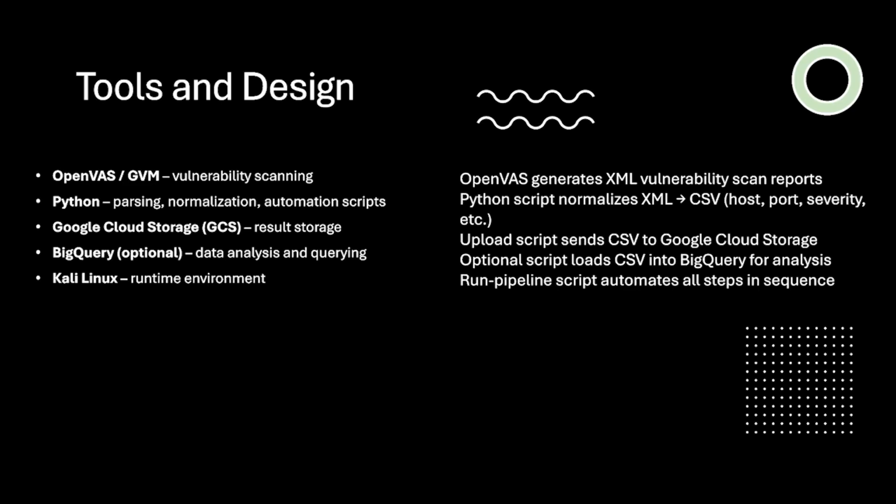So as I mentioned, some of the tools that we use for this are OpenBAS and GVM, which do the vulnerability scanning, Python for parsing, normalization, and automation scripts, and Google Cloud Storage, which is where we're going to place all of our scans after they happen. We're going to be connecting that with BigQuery, and you're going to be able to see some of the data that's analyzed on Looker Studio. And we did this in our runtime environment on Kali Linux.